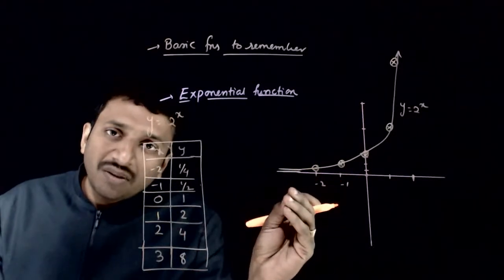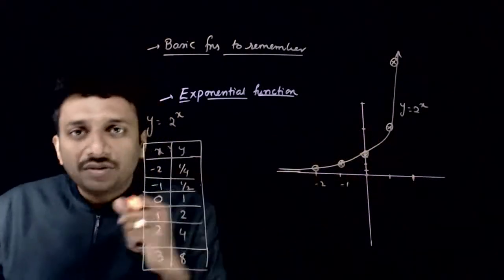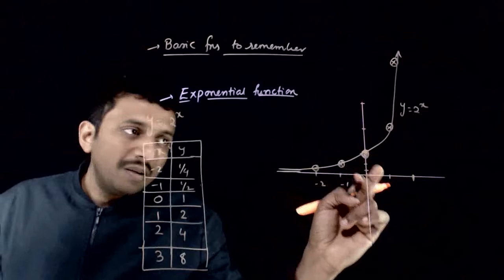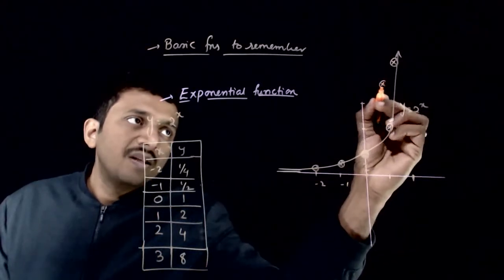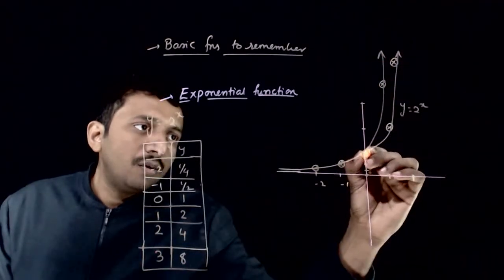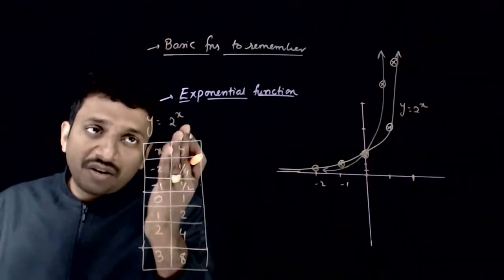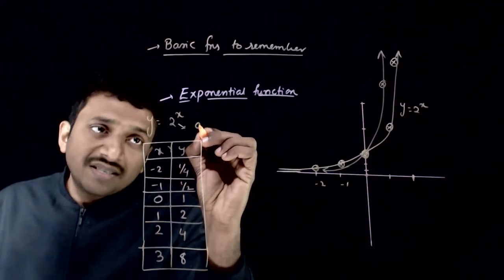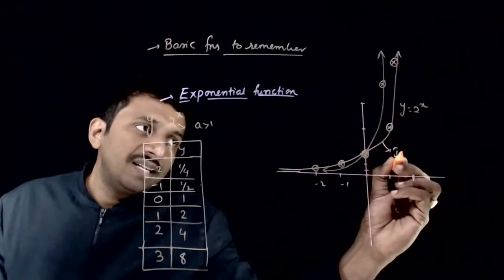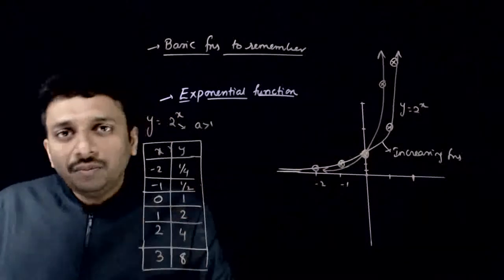So if you take y is equal to 3 power x, it also looks like this. But there will be a slight change in the values of the function. When x is equal to 0, 3 power x also is 1. But when x is equal to 1, it goes to 3. So if you have 3 power x, it grows still faster. So all the graphs of exponential functions, if the base is greater than 1, go like this. So all these are increasing functions. That is, if x increases, y also increases.